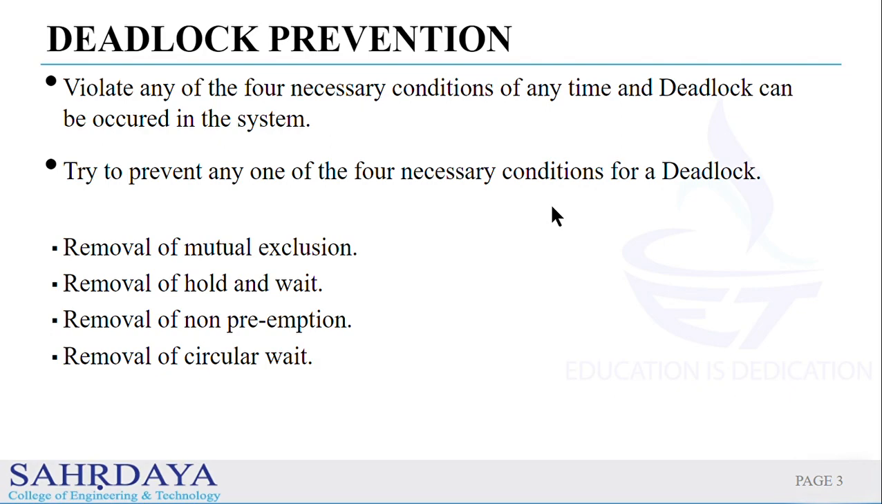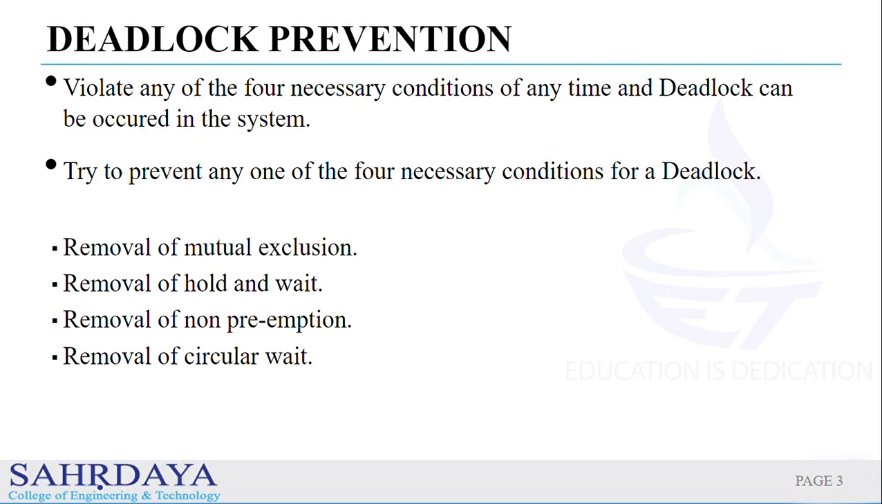Now, how to prevent deadlock? Suppose you design a system in such a way that at least one out of the four conditions cannot hold in the system. Then you can say that deadlock will never occur in the system. I'm not saying that all four conditions have to fail. Just violate at least one condition from the four necessary conditions, and then you can say that deadlock will never occur in the system.